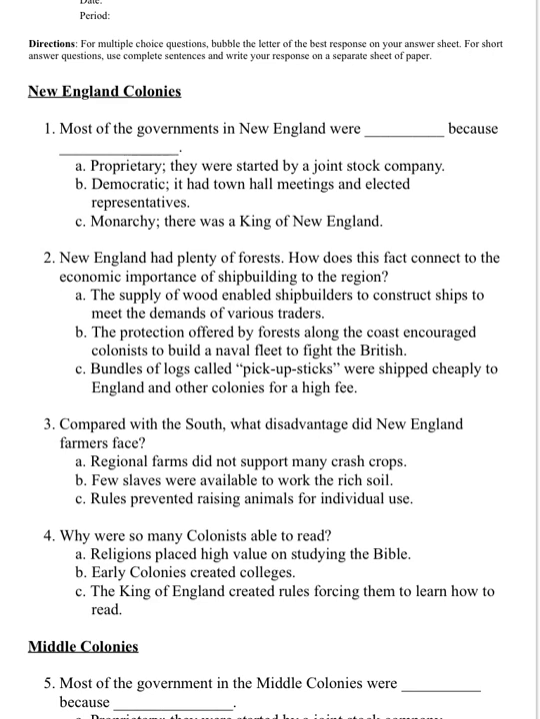Was it A, the supply of wood enabled shipbuilders to construct ships to meet the demands of various traders? B, the protection offered by forests along the coast encouraged colonists to build a naval fleet to fight the British? Or C, bundles of logs called pickup sticks were shipped cheaply to England and other colonies for a high fee?